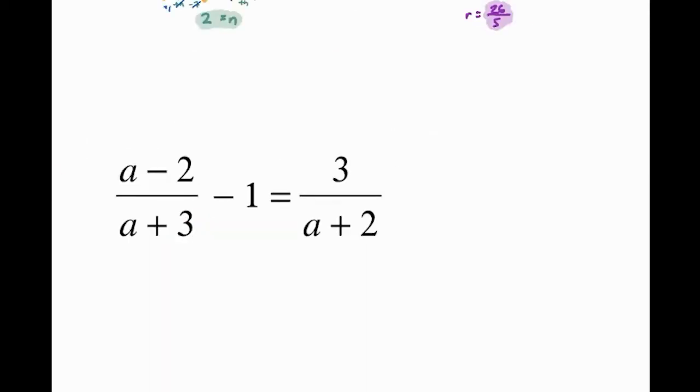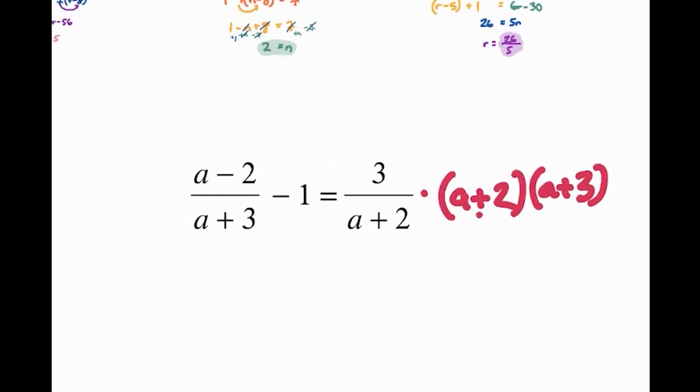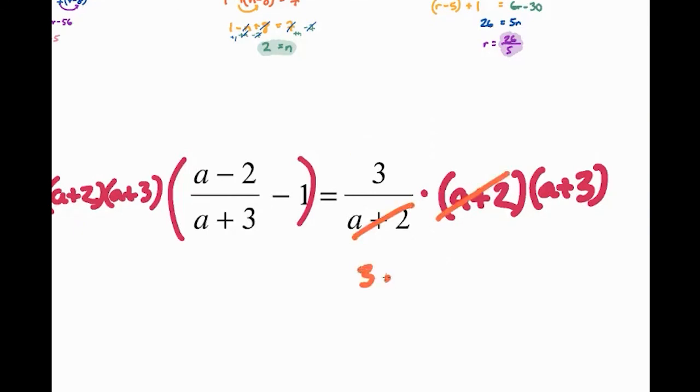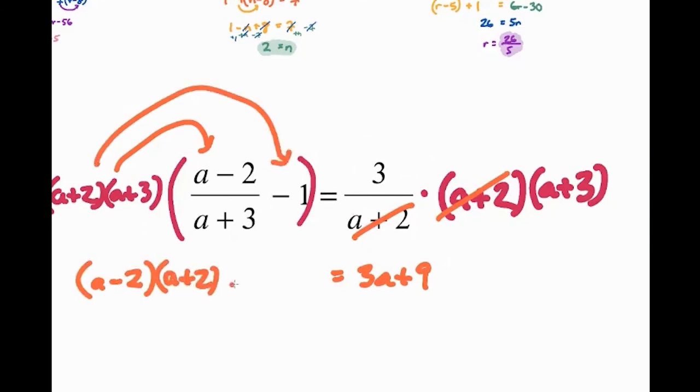We have 2 different denominators there. Even though there's no quadratic in this, it ends up showing up anyway, you'll see. So multiply both sides by both of the denominators. Cancel, cancel. So you're left with 3a plus 9 here. Here, if you multiply this out, you're going to get a minus 2 times a plus 2 because the a plus 3s are going to cancel. You multiply it over here by the negative 1, you're going to have negative a plus 2 times a plus 3.